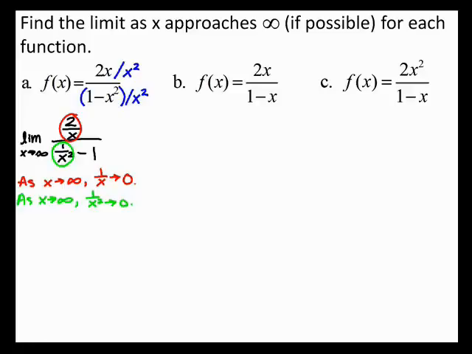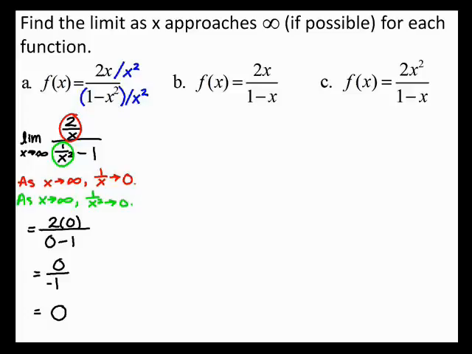Substitute 0 in for 1 divided by x and 1 divided by x squared. Simplify 2 times 0 and 0 minus 1. Simplify 0 divided by negative 1. You find that the limit of f(x) is equal to 0.